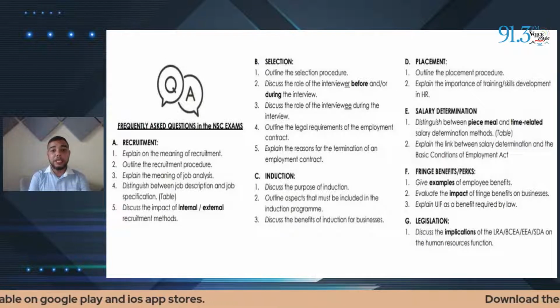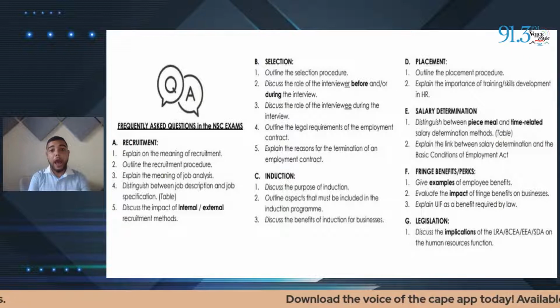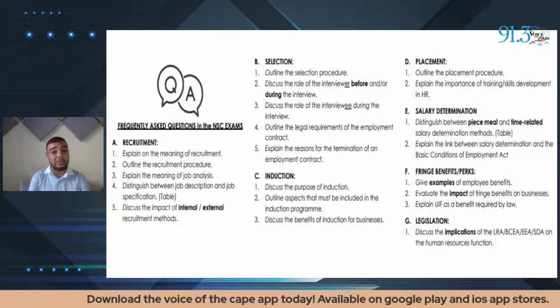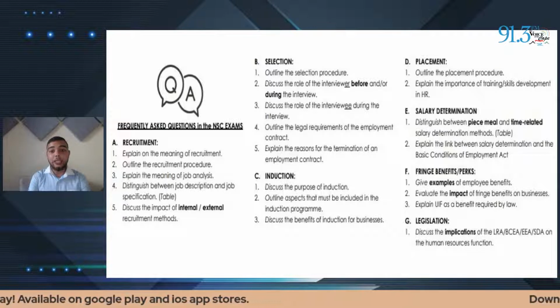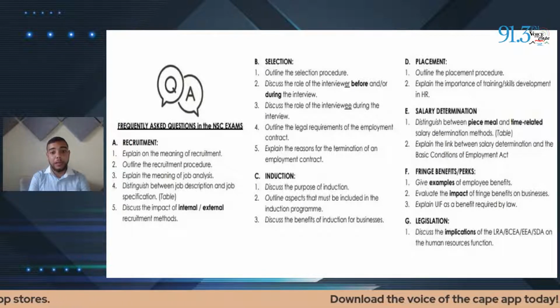Selection, outline the selection procedure, discuss the role of the interviewer before and or during the interview. Very important, that always comes in, guys. Discuss the role of the interviewee during the interview. Also outline the legal requirements of the employment contract. Explain the reasons for termination of an employment contract.